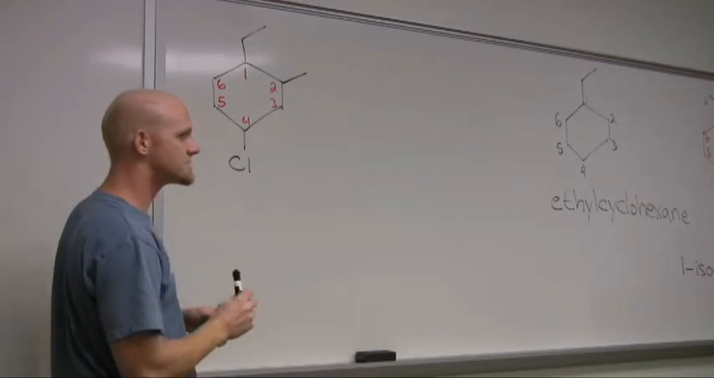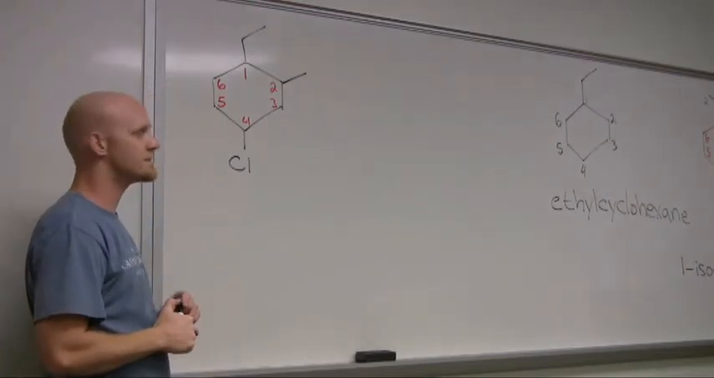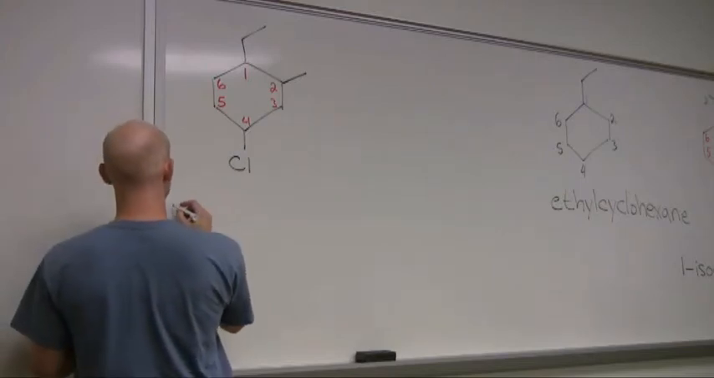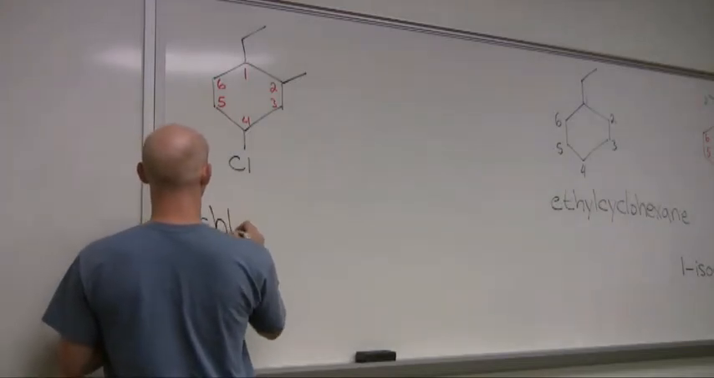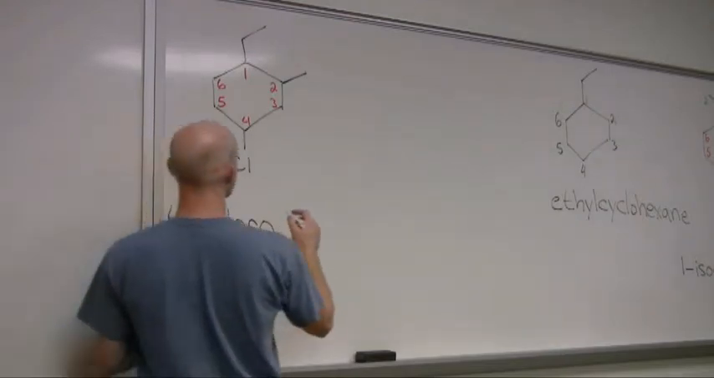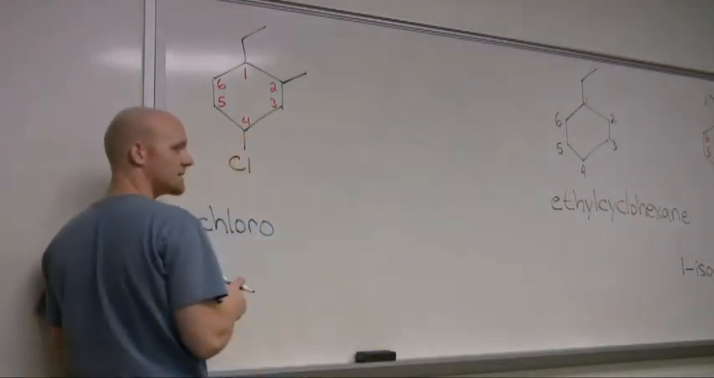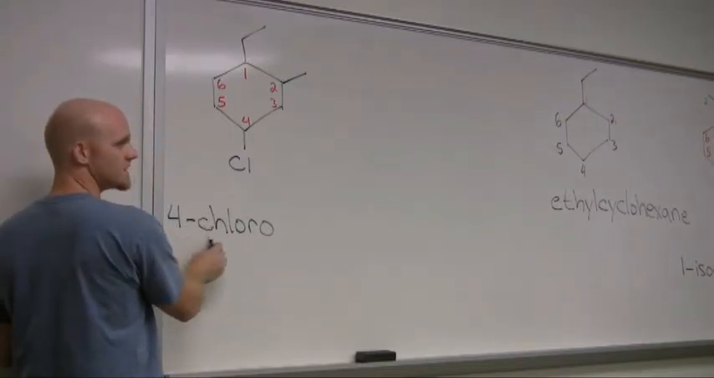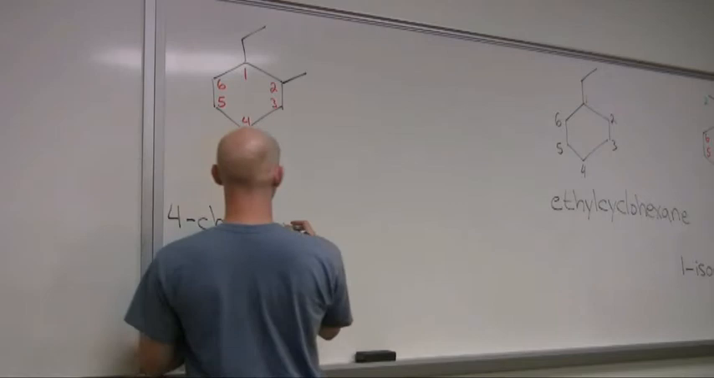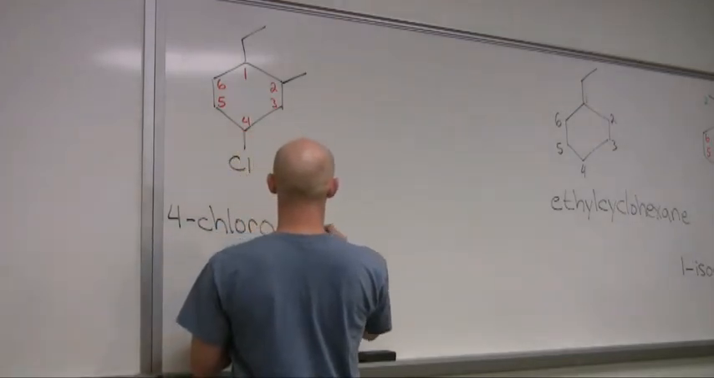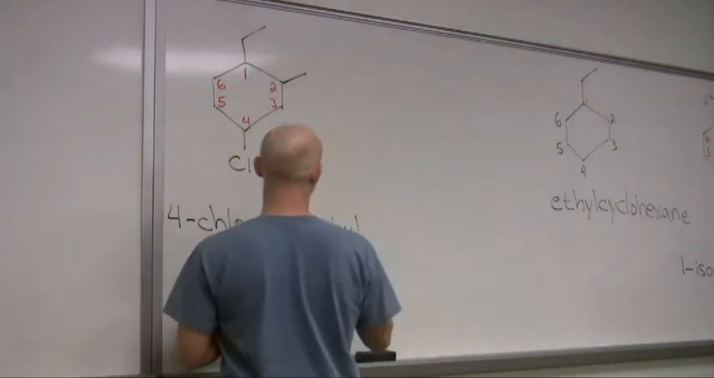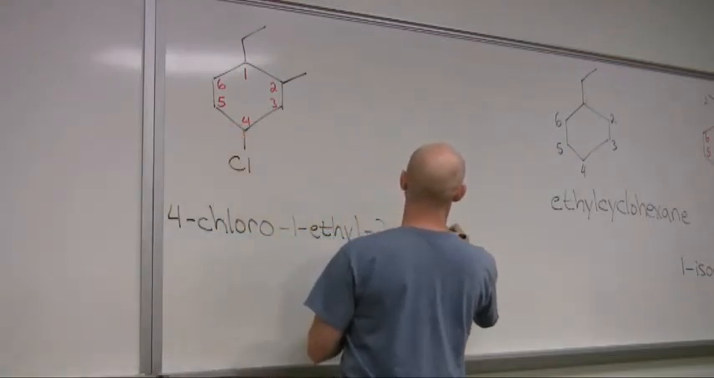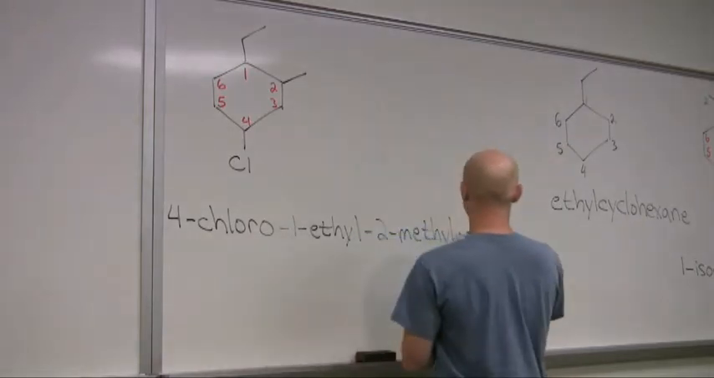Cool. So then we'll name our substituents. And again, which substituent do I name first? Chloro. First in the alphabet. So the substituents, regardless of numbering, get named in alphabetical order. So there's 4-chloro. What's next? Methyl. If you notice, hyphens separate letters from numbers all the time in naming. So 4-chloro, 1-ethyl, 2-methyl cyclohexane.